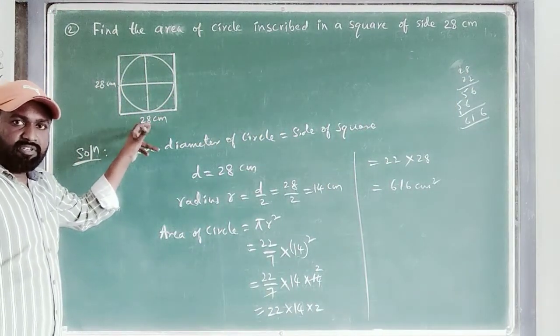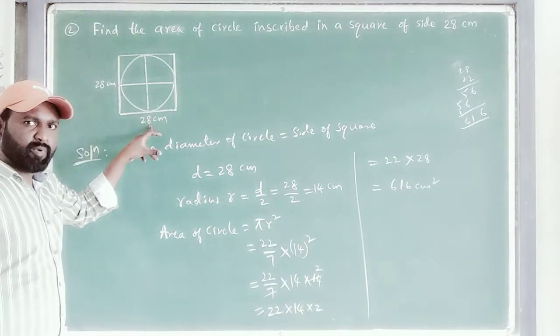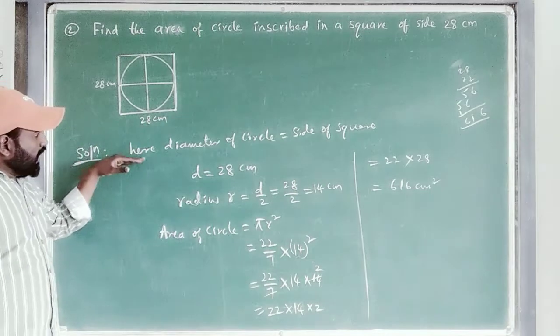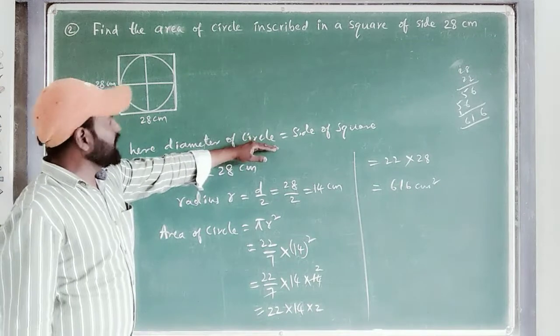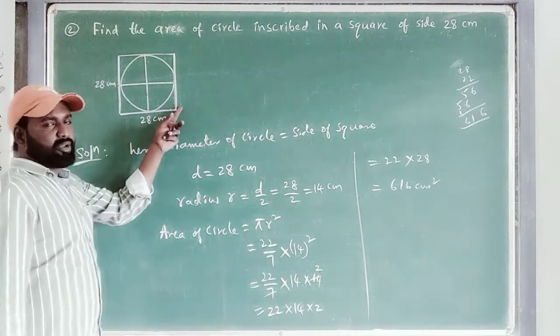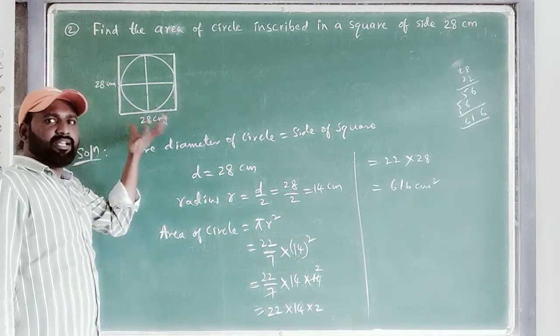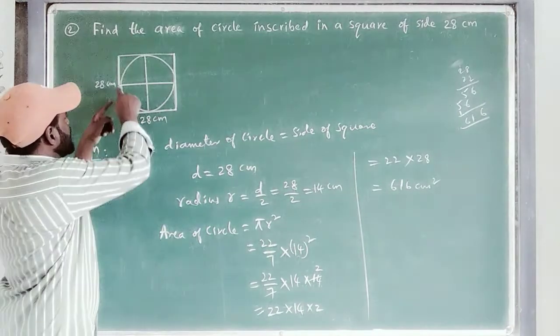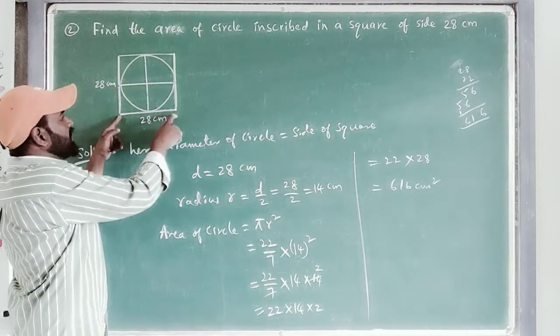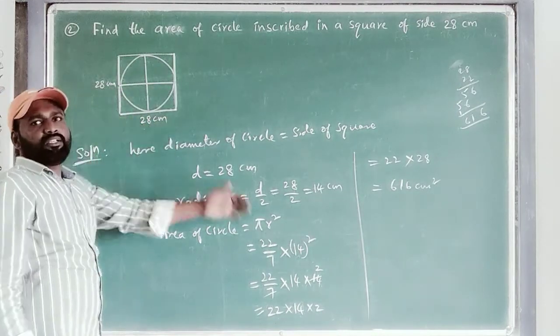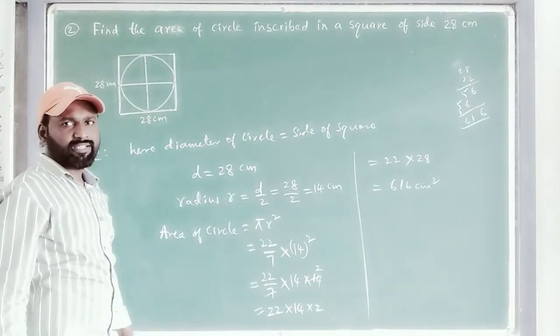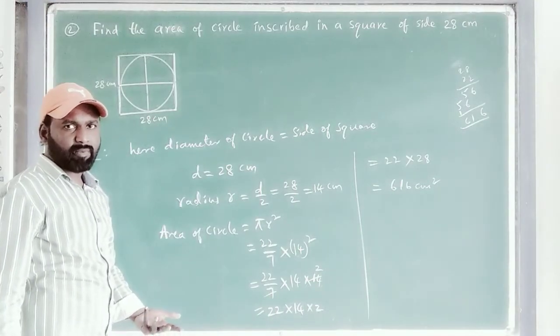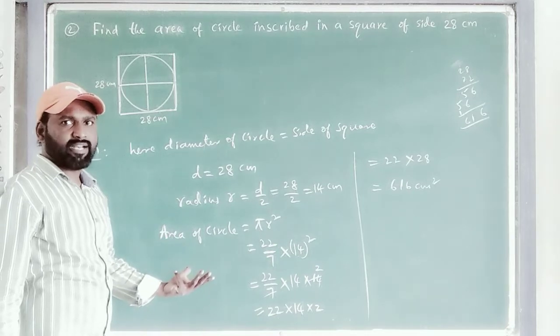centimeters. So we need to understand only one thing important here. What? The diameter of the circle is equal to the side of the square, because the circle is inscribed inside the square. So diameter of the circle is equal to side of the square. If you know that, further simplification is so easy. If you know the formula of area of the circle, pi r square, where r means radius of the circle.